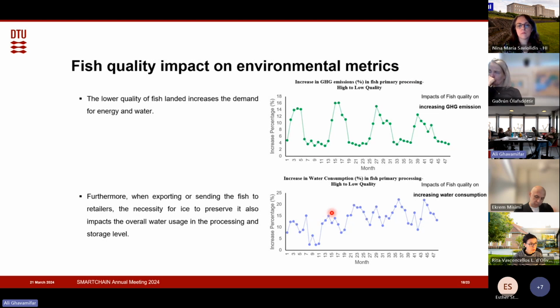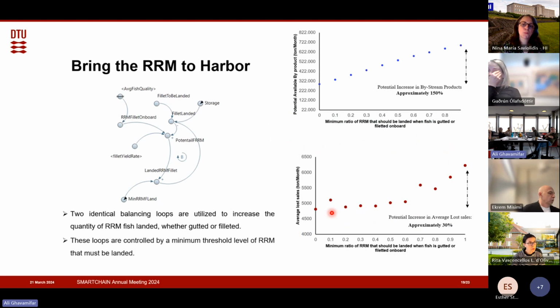So we can again say that the fish quality can have a high impact on environmental metrics too. Then we try to consider another scenario. We put a limitation on the amount of restaurant material that should be landed to the harbor. So we use the feedback loops for that, and we put a minimum threshold level for the restaurant material that must be landed. And then we vary these thresholds from 0 to 1.